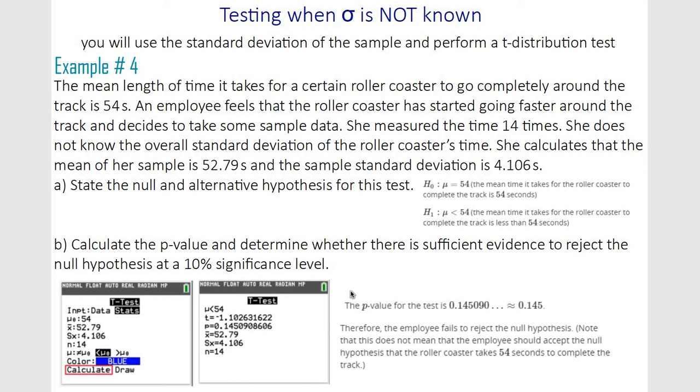So since that is more than 10%, we can fail to reject the null hypothesis. This does not mean that you should accept the null hypothesis, okay? What this means is, all right, this is not significant enough, so it's pretty likely that this is okay, so we think that the mean is 54.